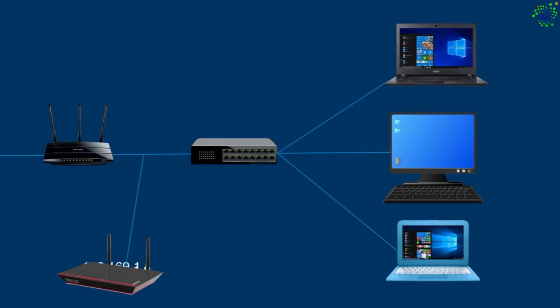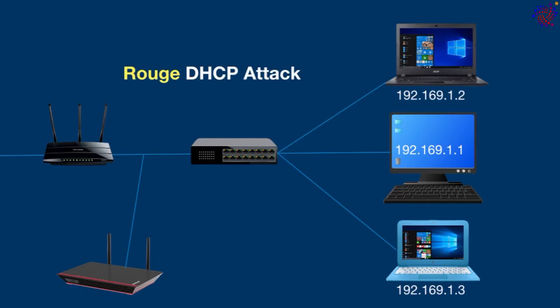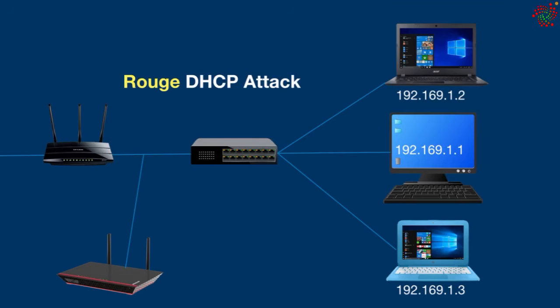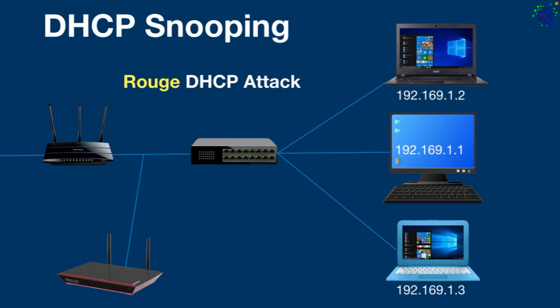Hello everyone. What if I told you someone plugged in a fake router and started giving fake IP addresses to everyone on your network and control your internet traffic? Yes, it's called a rogue DHCP attack and it's more common than you think. A malicious device can assign fake IP addresses, redirect traffic, and even perform man in the middle attacks. But don't worry, today you will learn how to stop it using a powerful feature called DHCP Snooping.